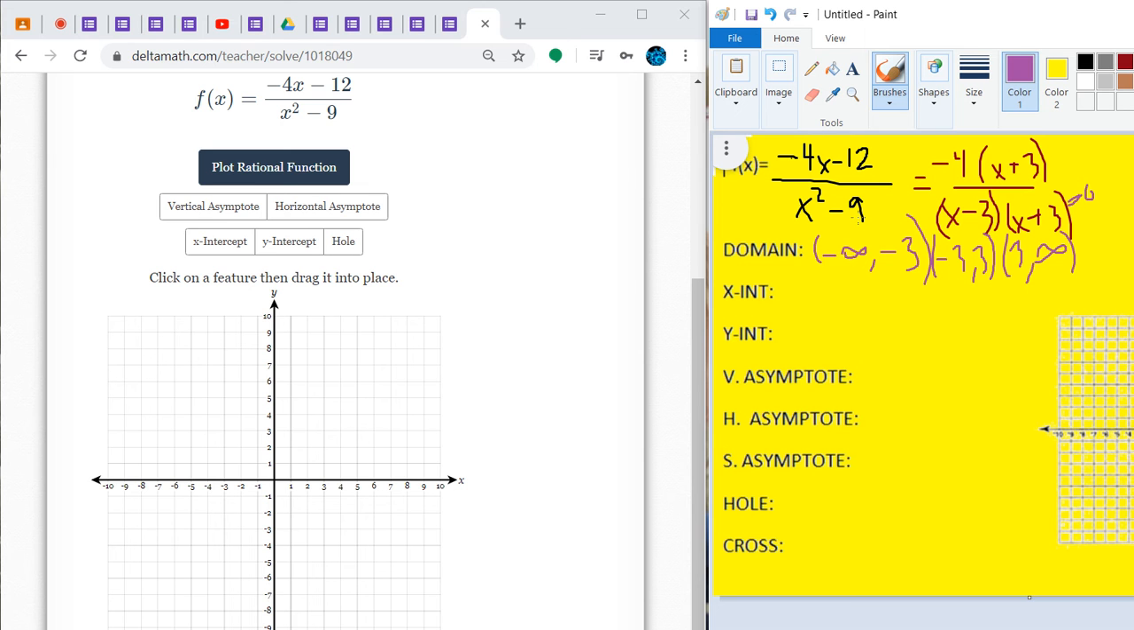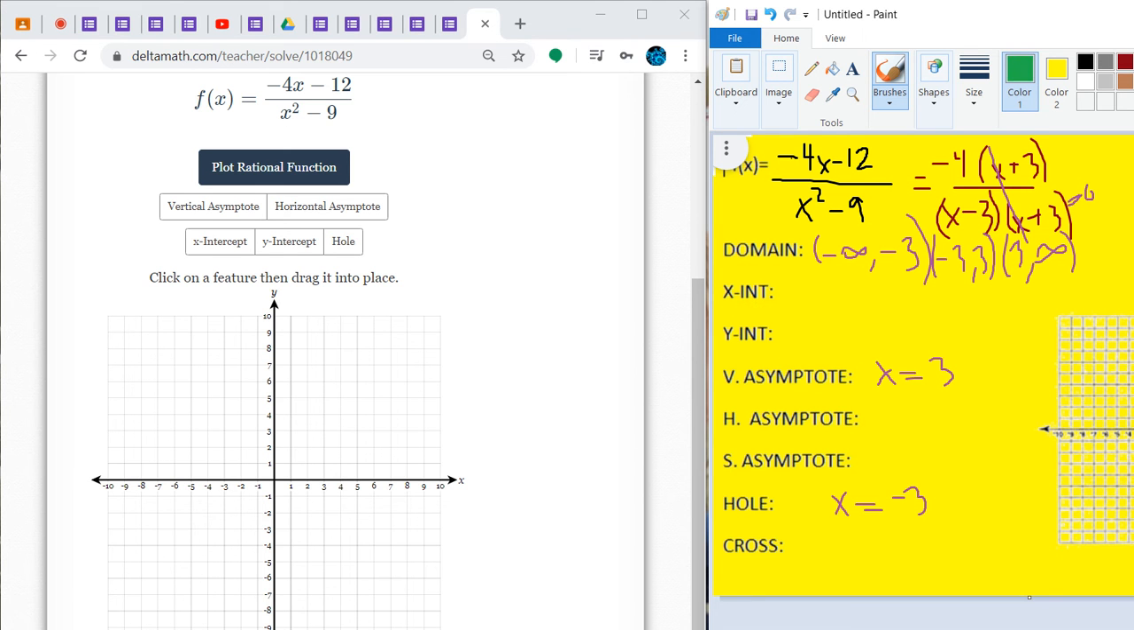So that means that 3 and negative 3 have to be my vertical asymptote and my hole. The negative 3 is what cancels out because x plus 3 equals 0 at negative 3. So x equals negative 3. And the positive 3 is what did not cancel on the bottom, so that makes that the vertical asymptote.